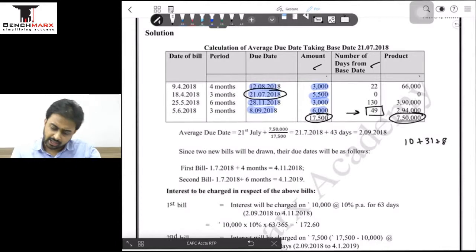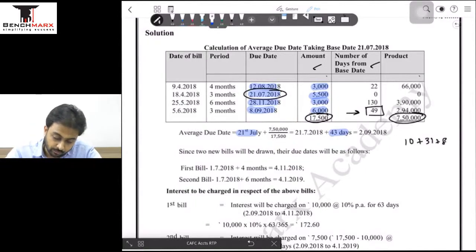Then as usual, I'll find the due date, that is the base date of the earliest date, plus 7,50,000 upon 17,500, which appears to be 43 days. Let us compute: 7,50,000 divided by 17,500 is 42 point something, that is 43 days as a round figure. Okay. How to travel 43 days?